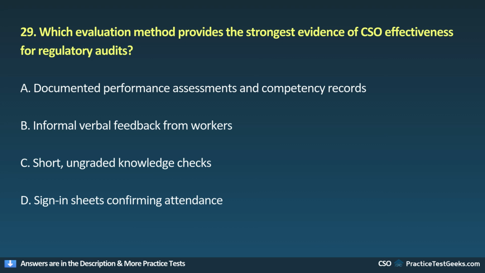29. Which evaluation method provides the strongest evidence of CSO effectiveness for regulatory audits? A. Documented performance assessments and competency records. B. Informal verbal feedback from workers. C. Short, ungraded knowledge checks. D. Sign-in sheets confirming attendance.